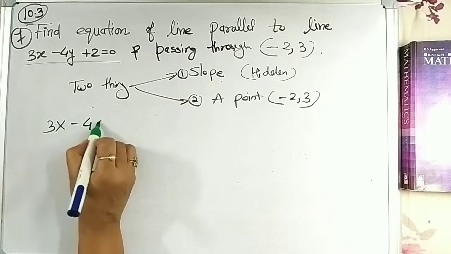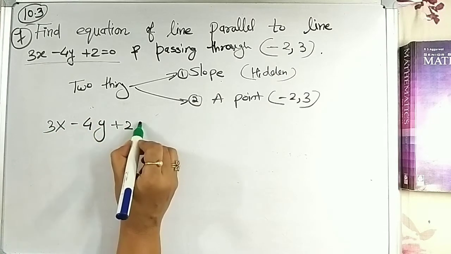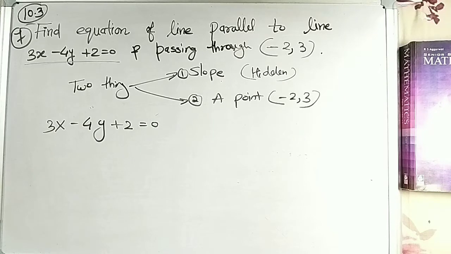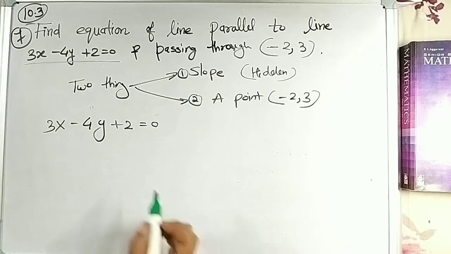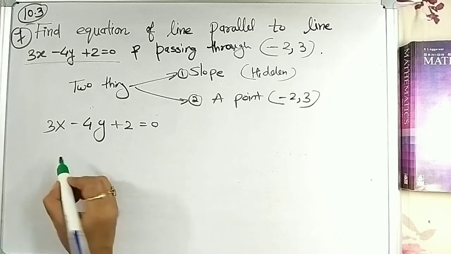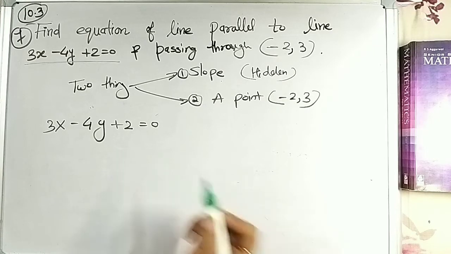So 3x minus 4y plus 2 is 0. Okay, so how to get the slope? For the slope, guys, I will have two methods.